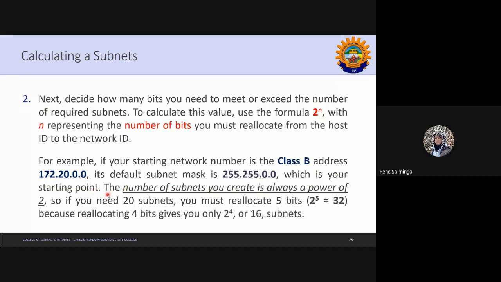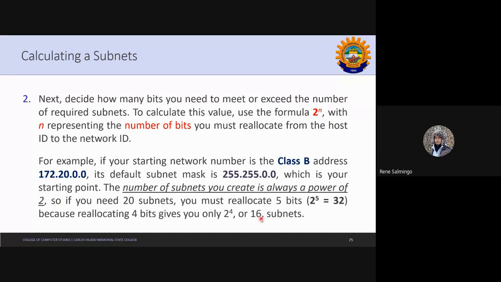The number of subnets you create will always be a power of 2. So that's why we always have an even number, because we are always at a power of 2. So if you have, for example, 20 subnets, you must reallocate 5 bits in the host. And if you are allocating 4 bits, you only get 2 to the 4, or 16 subnets. So the more subnets you have, the more divisions you create.